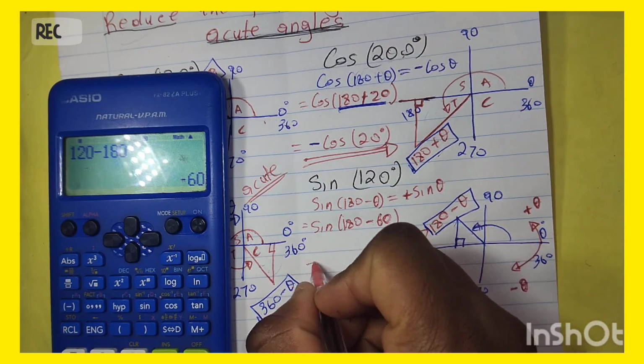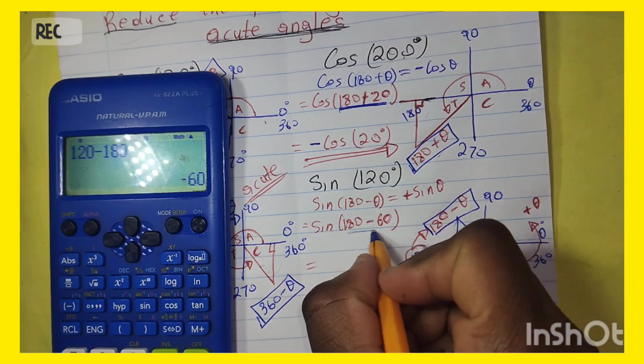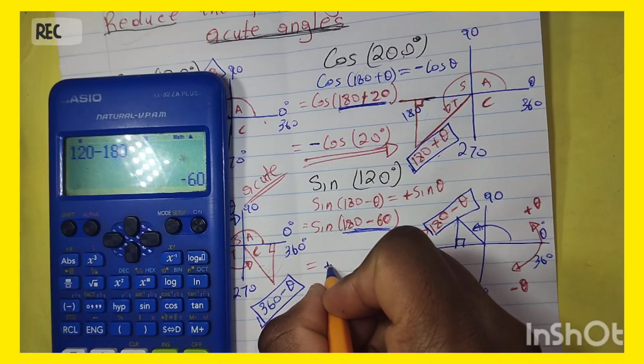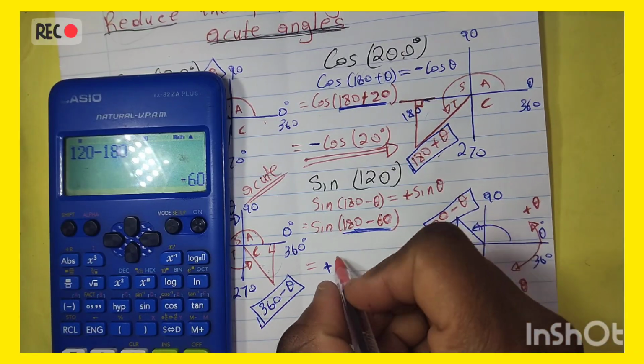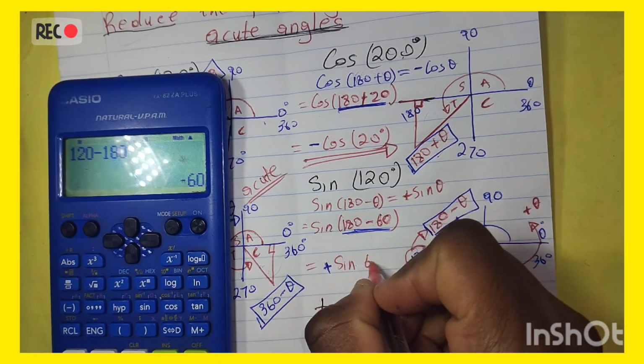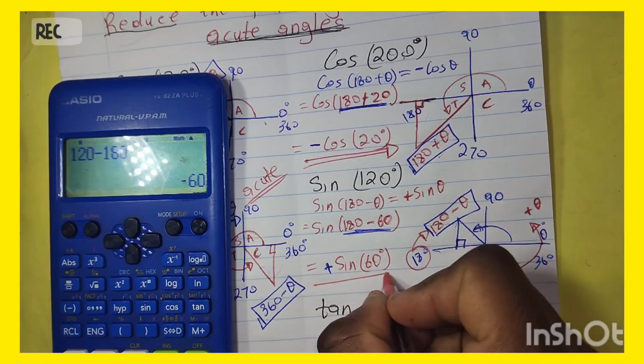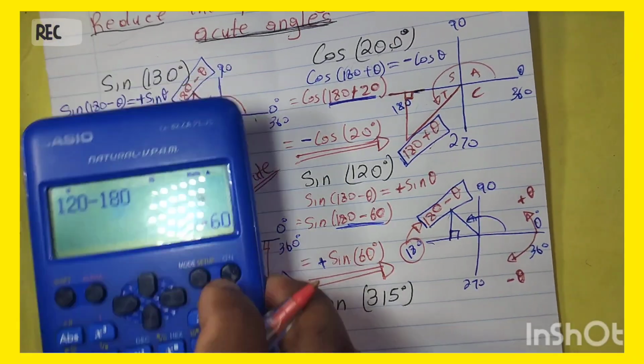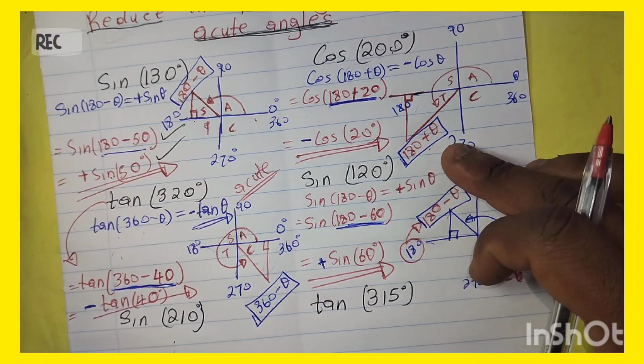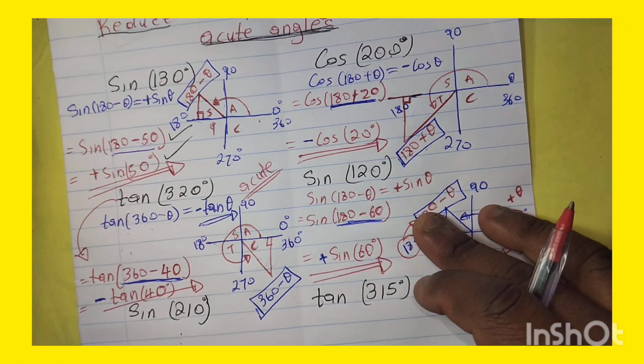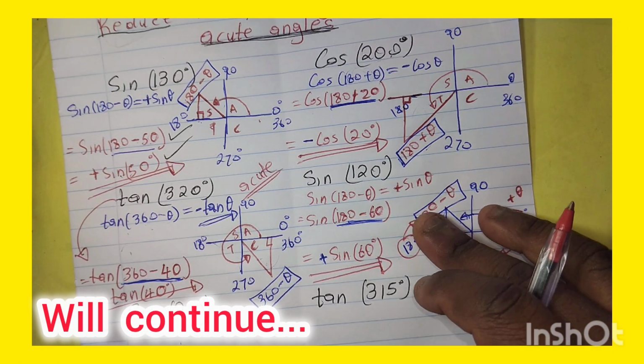So now I know that this is on the second quadrant. Sine is positive, then I can reduce the angle. I'll get 60. Do you see? This is so easy.